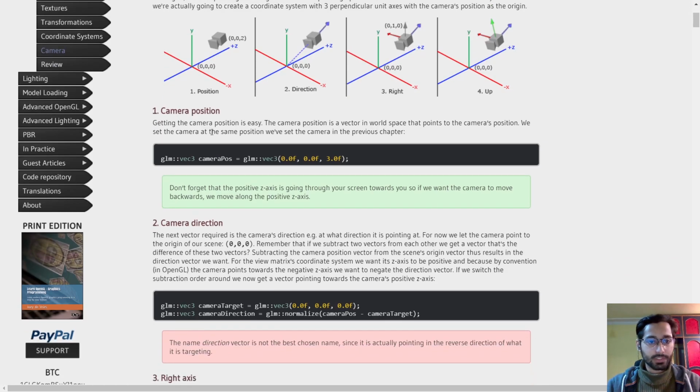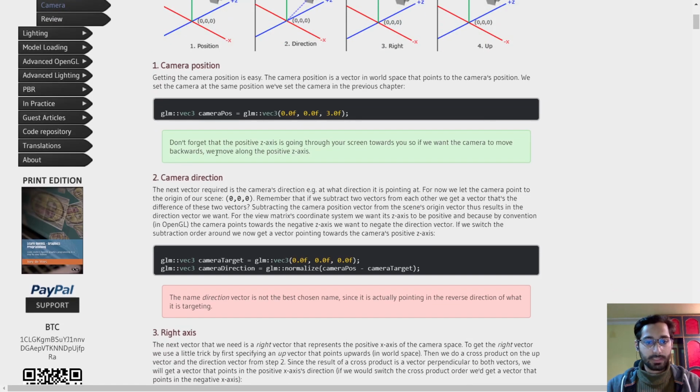First one is the camera position. Getting the camera position is easy. The camera position is a vector in world space that points to the camera's position. We set the camera at the same position we've set the camera in the previous chapter. So here we can actually just create a vec3 and we will just feed it whatever we want the camera position to be. Don't forget that the positive z-axis is going through your screen towards you.